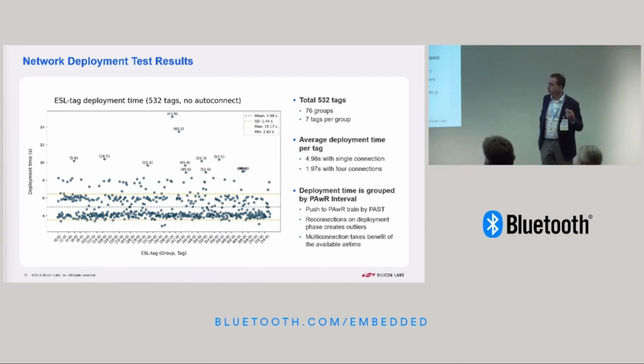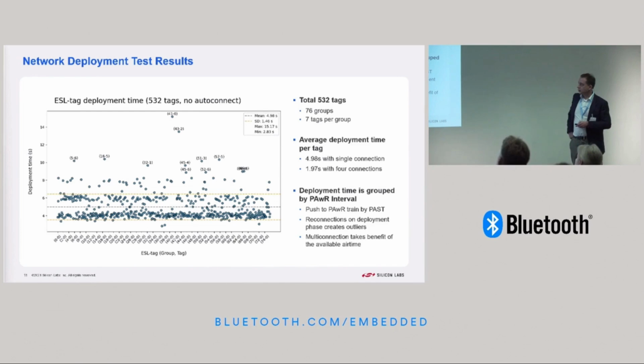So there's a really great benefit in utilizing the RF airtime, or the available airtime, in a better way. So what we see here is that you can see the results are mainly grouped, with a roughly 2 second interval. This is coming from the design decision that we use a periodic advertisement interval of 2 seconds. So naturally these will group on those bands.